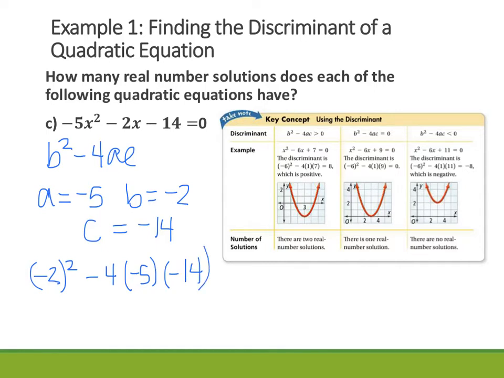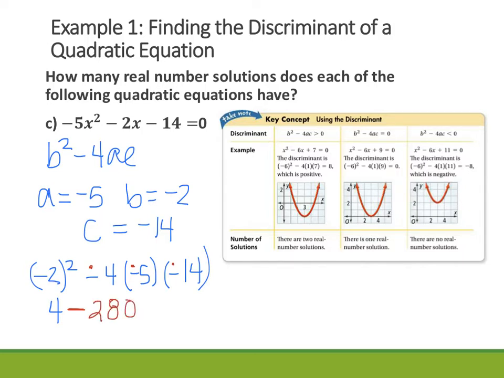Now I'm going to give you a little shortcut trick here for these negative signs. It's going to help you out a lot. Negative 2 squared is 4. Now when you count your negative signs here, see how I have a negative here, and a negative here, and I'm multiplying? That is 3 negative signs. That's an odd number of negative signs. And if you have an odd number, that means that you're going to end up subtracting. So this is going to be 4 minus 4 times 5 times negative 14. Well, 4 times 5 is 20, and 20 times negative 14 is 280.